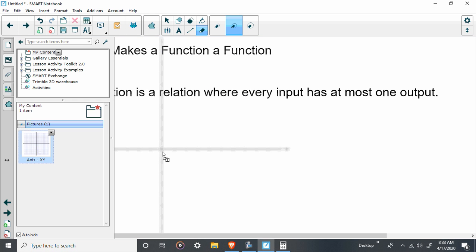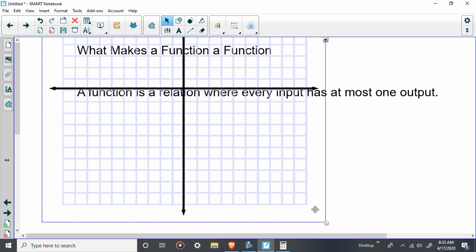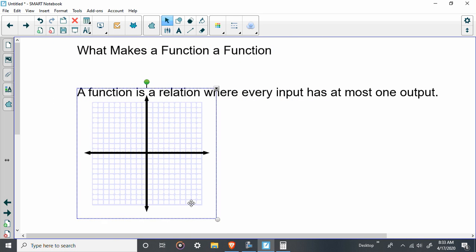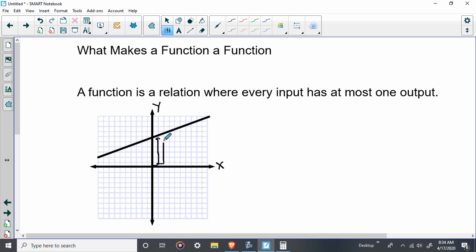So from a graph. If I gave you something like this, okay? This is a function. More specifically, this is a linear function, okay? So what does it mean? For every x that I put in, I get one y out, right? When I put in 2, I get this. When I put in 3, I get this. When I put in 4, I get this, okay?